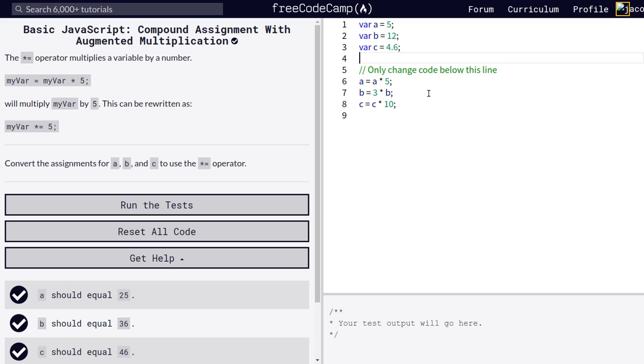With the asterisk equal operator, we can multiply variables with assigned variables.